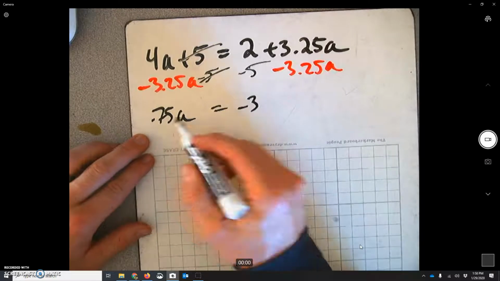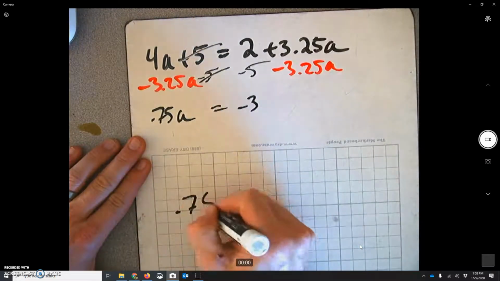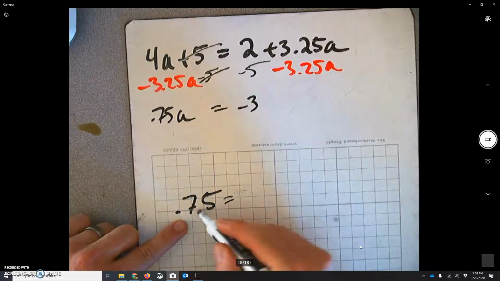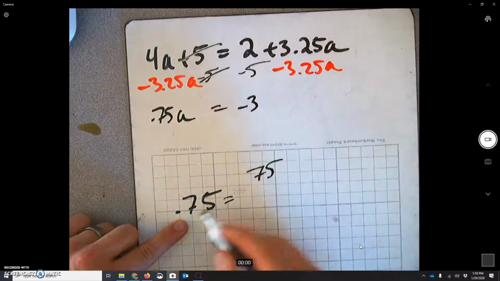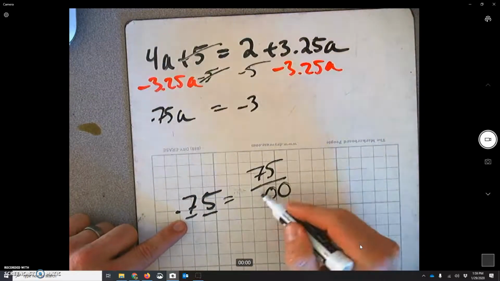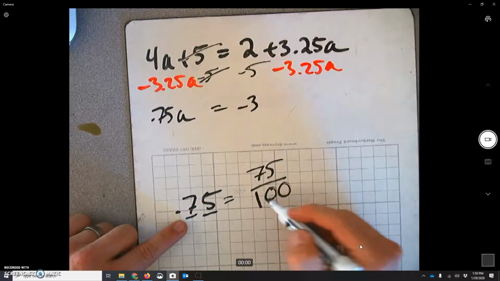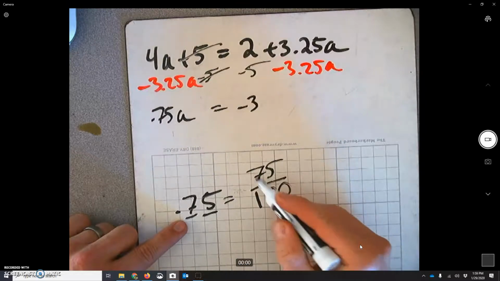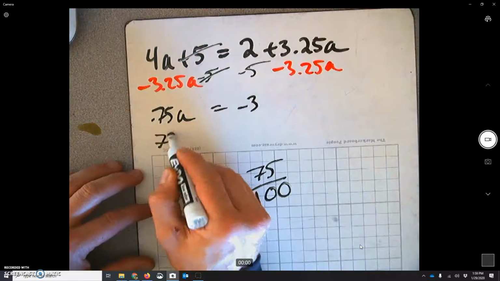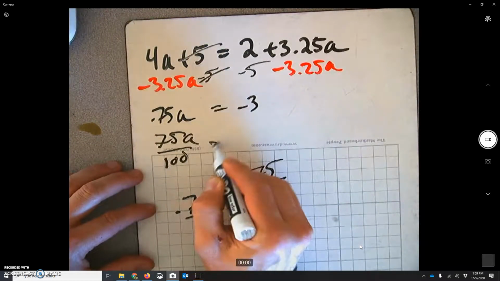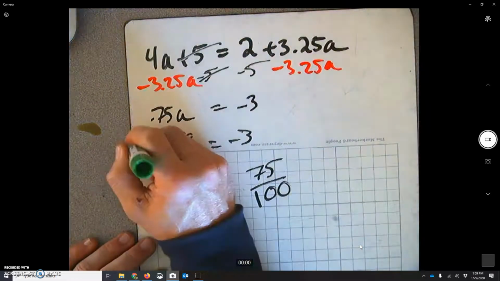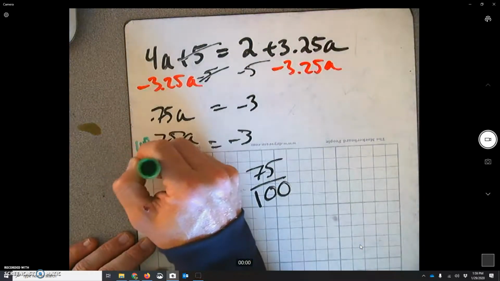So 0.75. How you turn this into a fraction is you take that number, and however many digits is in that number, 2, that's how many zeros you write underneath with a 1 in front. So it's 75 cents over 100 cents, or 3/4. So now we have 75 over 100 equals -3, and the reciprocal is just the opposite, 100 over 75.